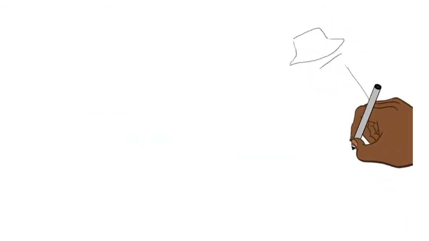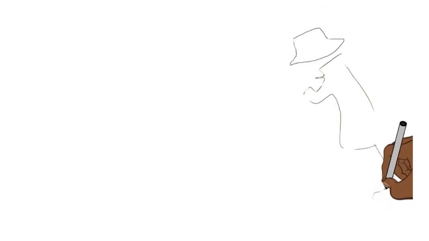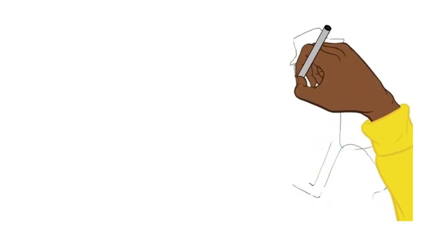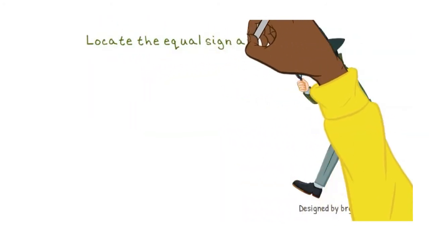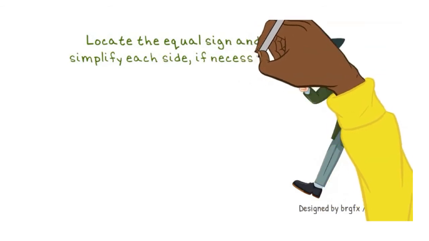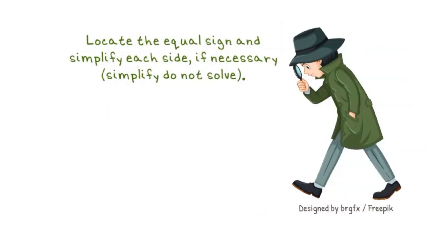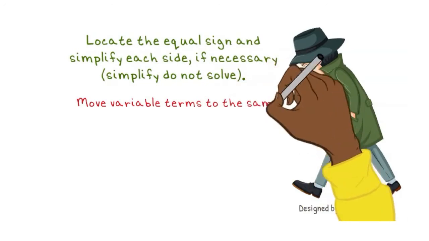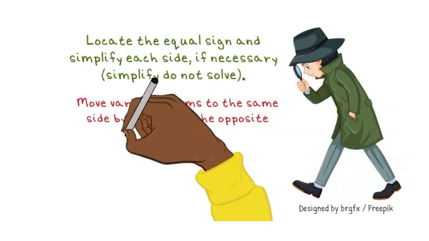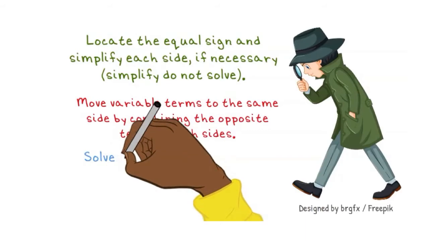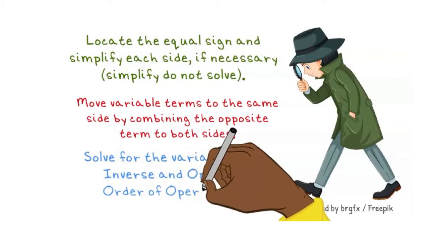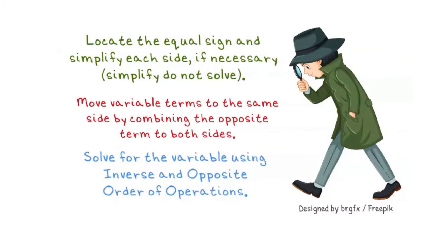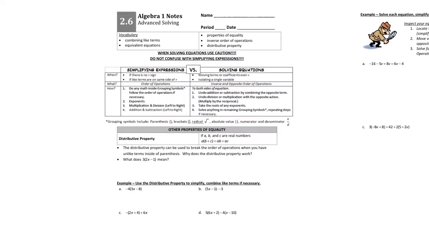We're still going to be inspecting our equations, but for this lesson, it's going to take some more sophisticated techniques than we've seen in the past. So for example, we're going to need to locate the equal sign just like before, but this time we might need to simplify each side. Now remember, simplifying is different than solving. You're still going to want to move those variable terms to the same side by combining the opposite term to both sides, and finally finish with solving for the variable using inverse and opposite order of operations. Let's go ahead and take a look at this lesson.